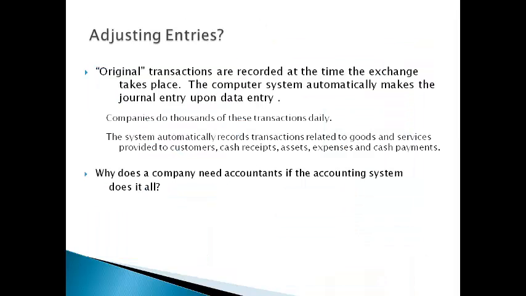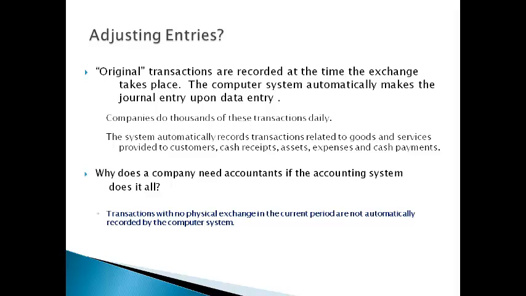The transactions related to providing to customers, purchasing assets, and receiving services, along with cash received and paid, are referred to as original transactions. Almost all original transactions are recorded automatically by the accounting system after the employees enter information into the system. Many people believe that the information system makes all the entries and wonder what the accountant does since the computer system does it all.